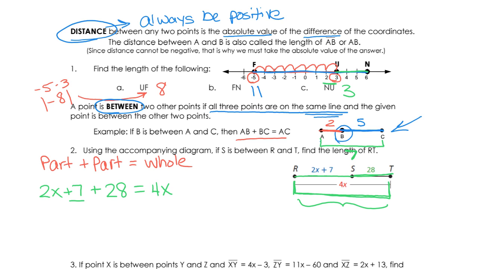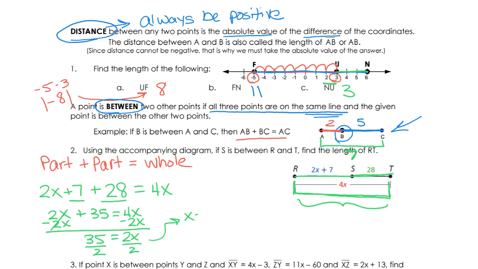We're going to go ahead and combine our like terms, and we end up with 2x plus 35 is equal to 4x. And we're going to go ahead and subtract our 2x from this side to this side. And we end up with 35 equals 2x. We're going to go ahead and divide by 2. And x comes out to equal 17 and a half.